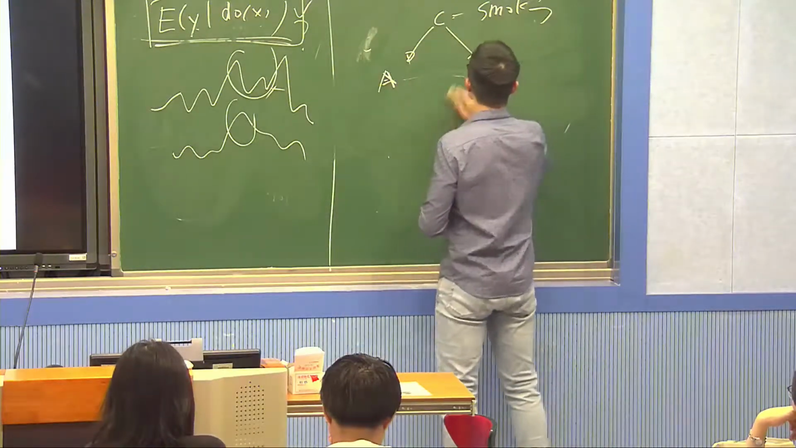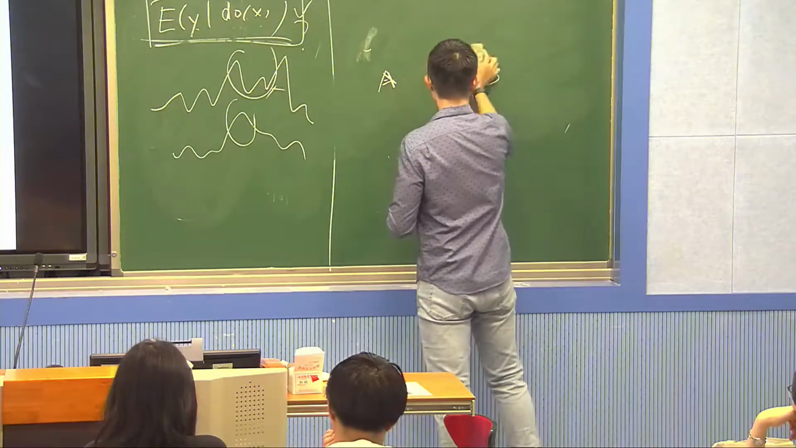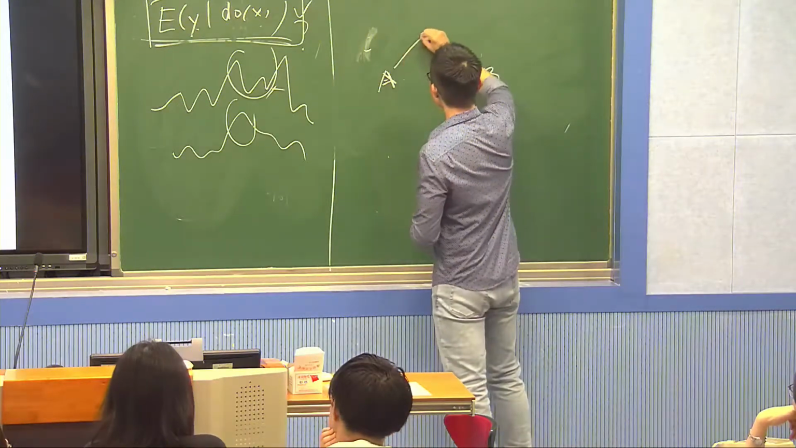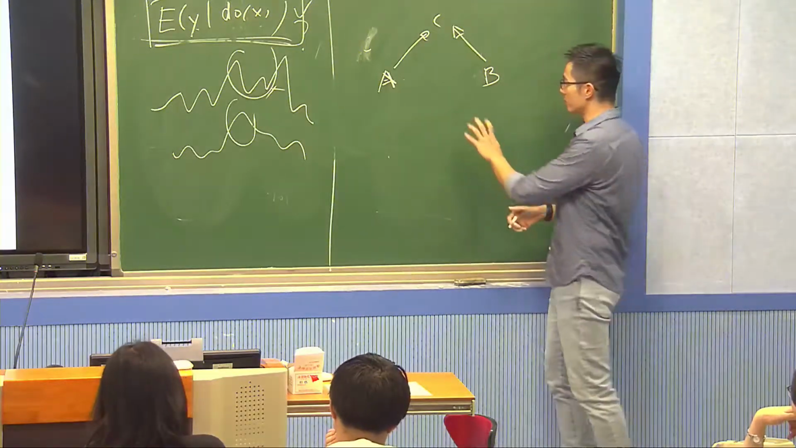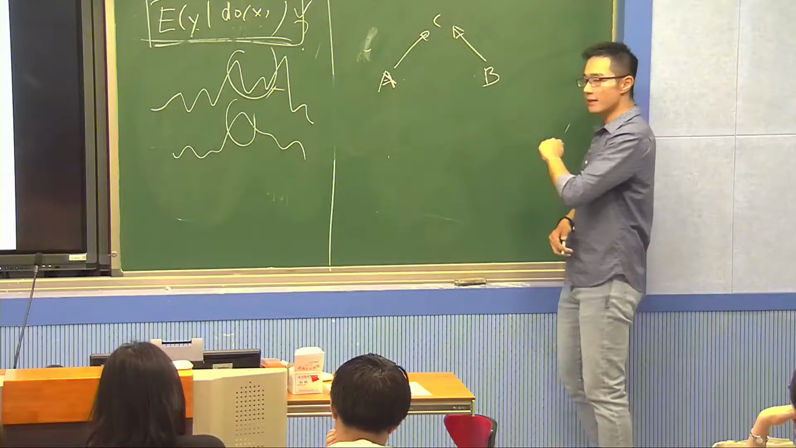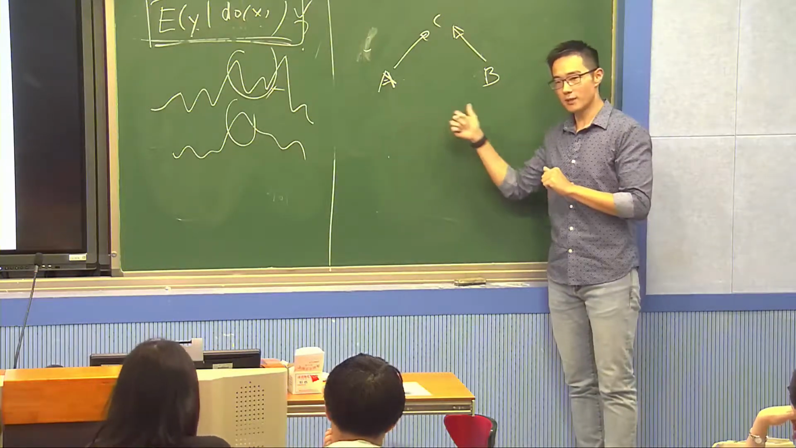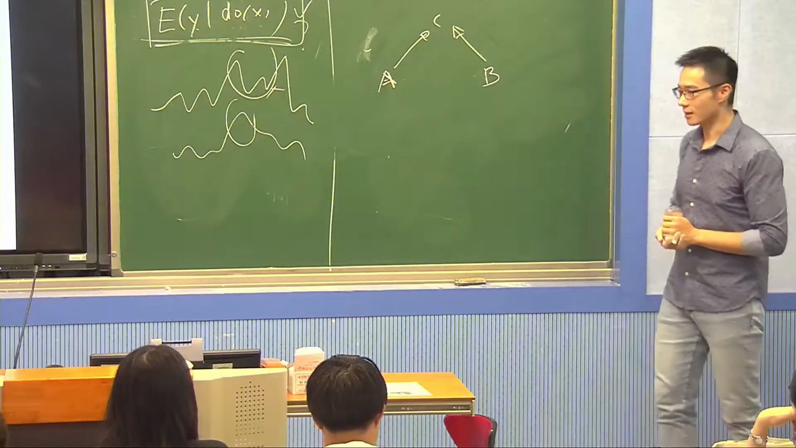Now let's take a look at another relation, which is A caused by C and B caused by C. And again, I'm going to assume that there's nothing between A and B, no causal effect. Now in that case, are A and B correlated or are they independent? Think about that.